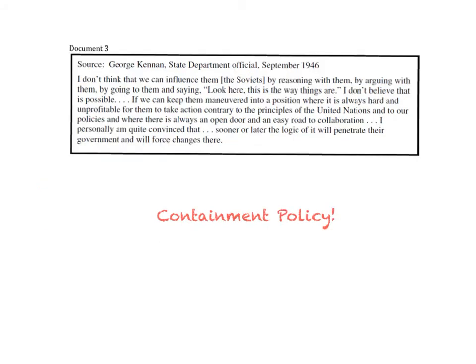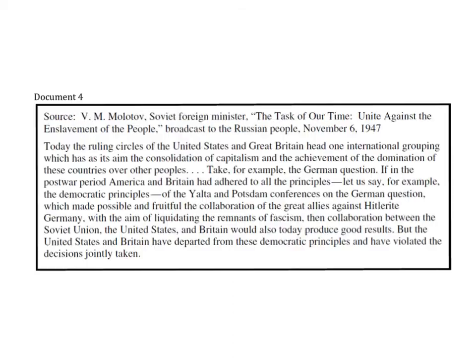Okay, so hopefully you got the right answer, that this is containment policy. So in the interest of time, I'm just now going to briefly talk about the remaining documents. Document 4 here is from Molotov, a Soviet foreign minister, and he's criticizing the West, Britain and the United States, claiming that we were not faithful to the promises of Yalta and Potsdam, which you could use some content from this document to talk about that friction between the post-war powers.